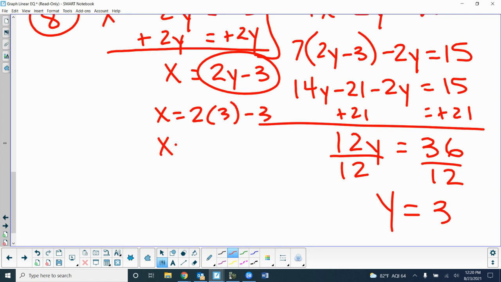6 minus 3 is 3. So our answer is (3, 3). If I were to graph those two lines, they would cross at (3, 3).